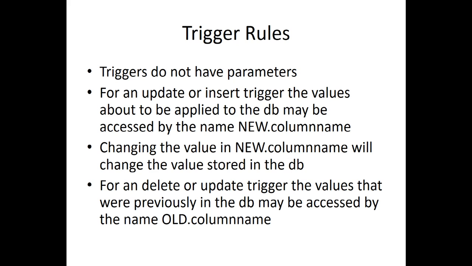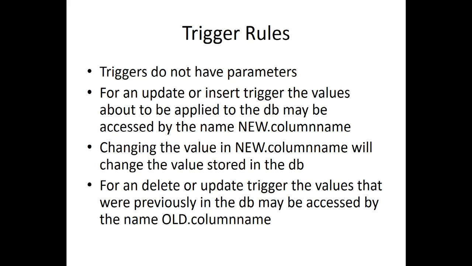It'll say new dot column name. Let's say I have a first name and a last name in my table. I'll have a new.first_name and a new.last_name, and those variables will show up with the value that the user is planning to update the table with. My before trigger will be able to change those values if I want. I can write code that changes those values. So changing the value in new.column_name will change the value stored in the database, because it happens immediately before it's stored in the database.